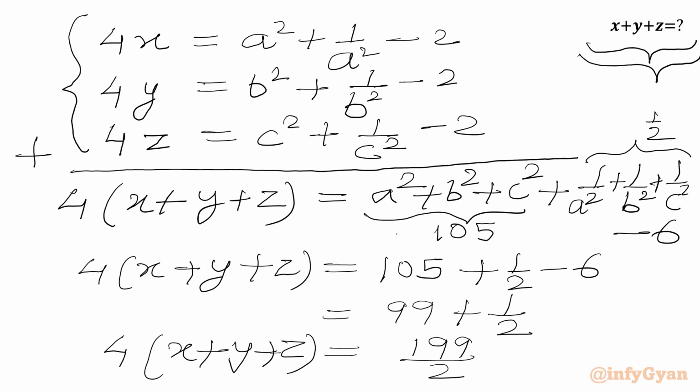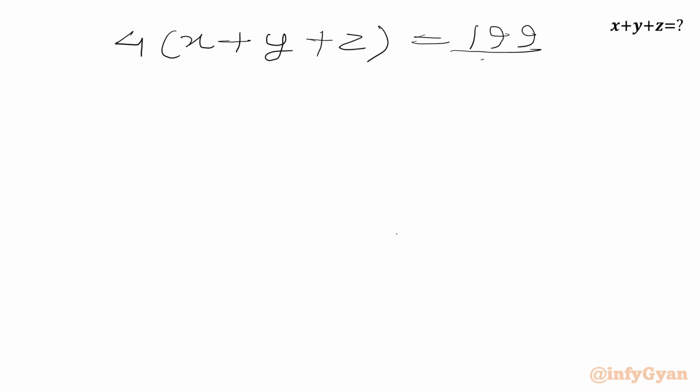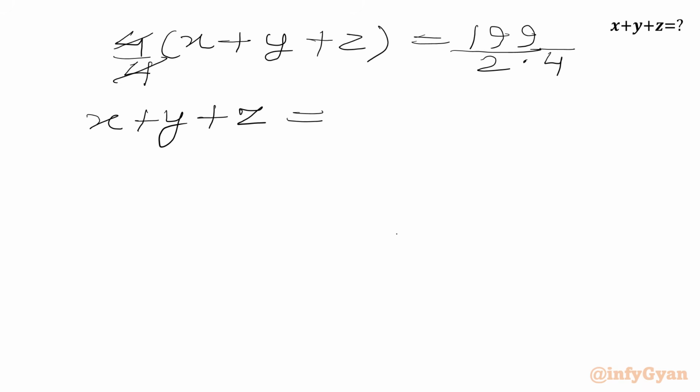Now we have to divide by 4 both sides. So I will write here 4 times x plus y plus z equal to 199 divided by 2. Now we will divide both sides by 4. 4 over 4 is 1. We are going to get our required expression x plus y plus z, which will be equal to 199 divided by 8.